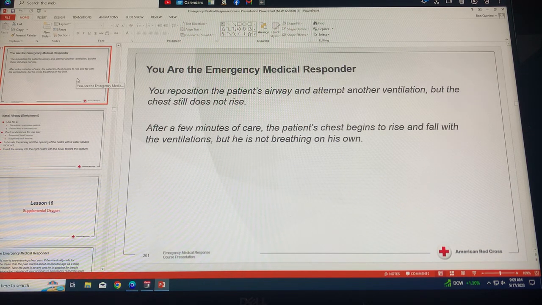Okay, we have another scenario here. You are the emergency medical responder. You reposition the patient's airway and attempt another ventilation, but the chest still does not rise. After a few minutes of care, the patient's chest begins to rise and fall with the ventilations, but he is not breathing on his own. What steps would you take next in this scenario? So here's another in-person scenario. Go ahead and put it on the shelf until we can meet in person.